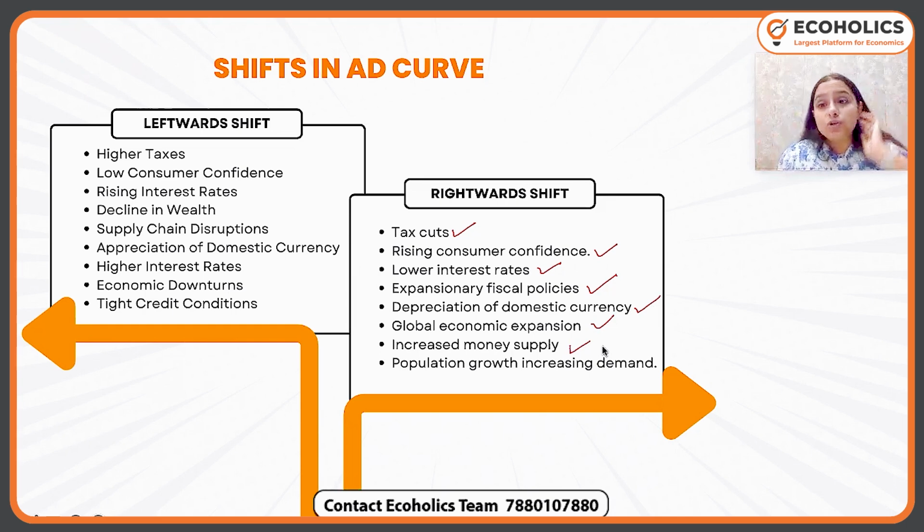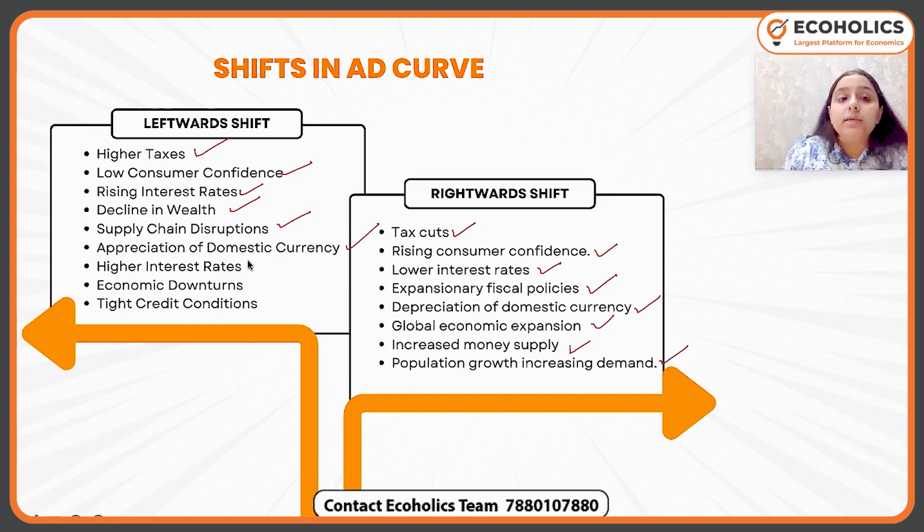Increased money supply is eventually going to give more cash in hand among people. So they would ask for more demand. Population growth, increasing demand. So population growth also increases the demand. Leftward shift would be the opposite of this. Higher taxes, lower consumer confidence, rising interest rate, decline in wealth, supply chain disruptions, appreciation of domestic currency, economic downturns, that is recession, tight credit conditions. So that will lead to fall in aggregate demand even at the same price level.